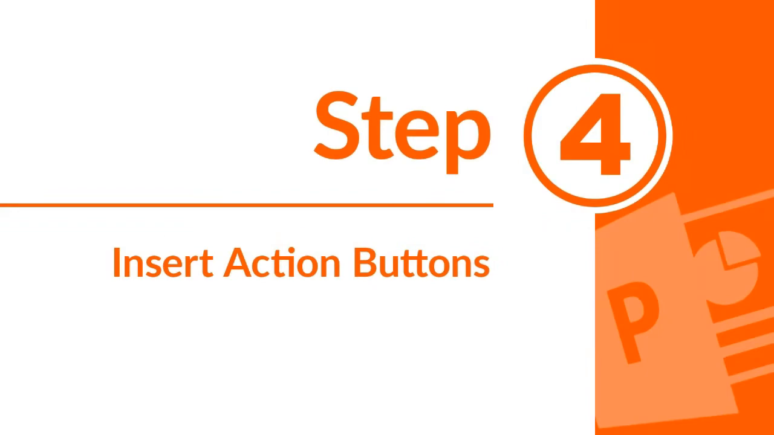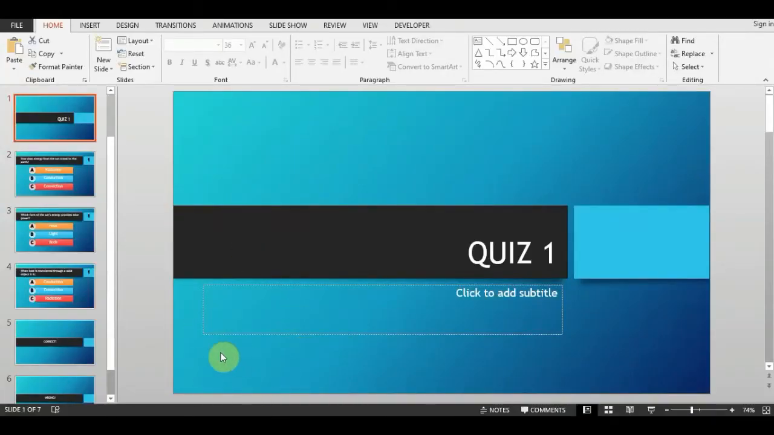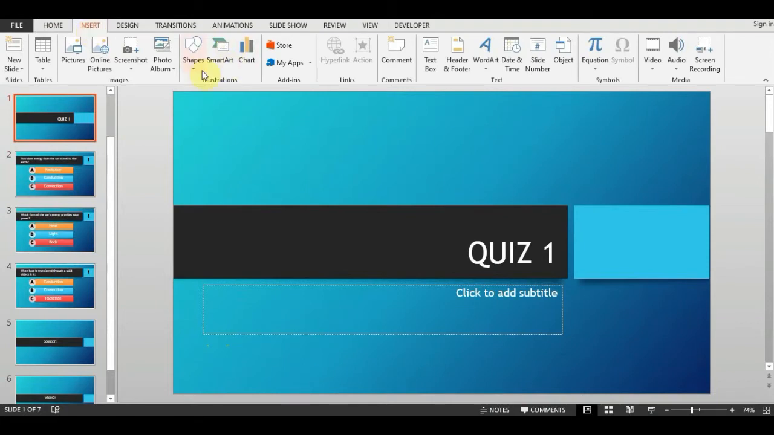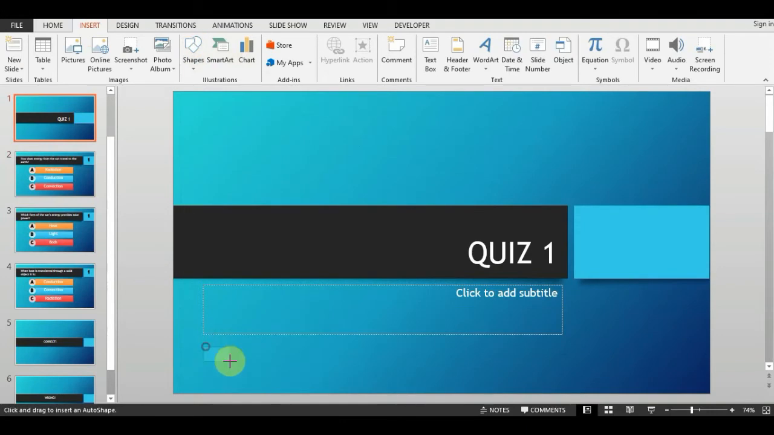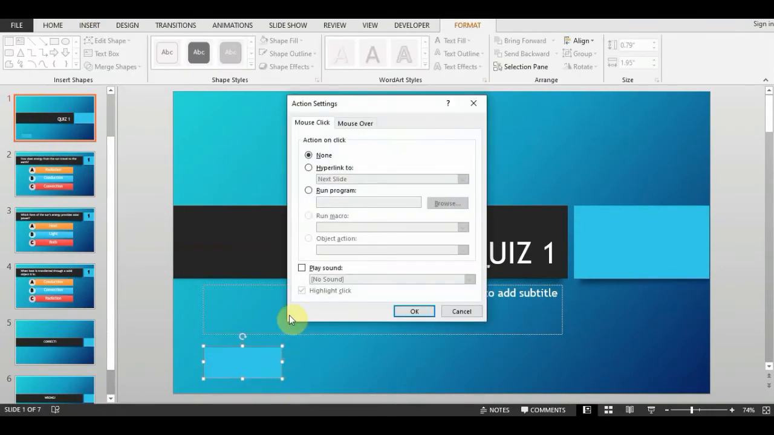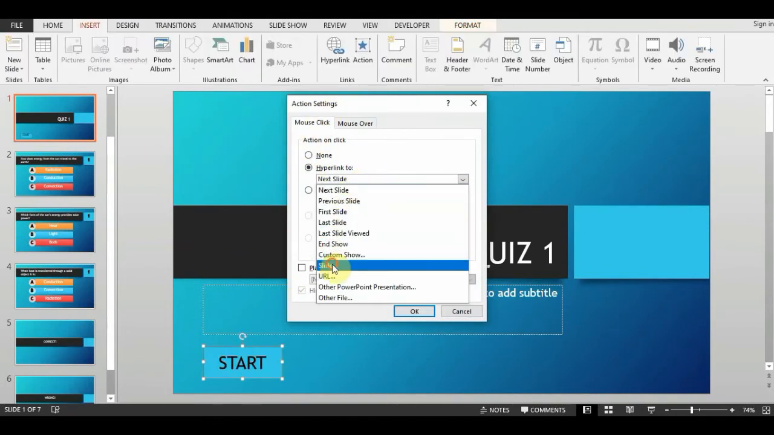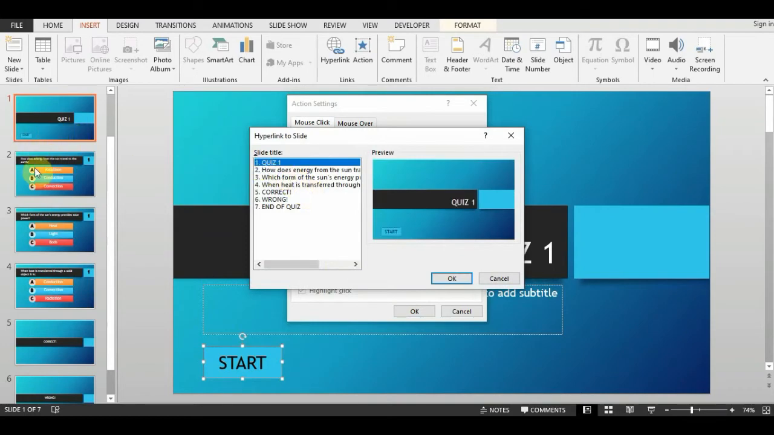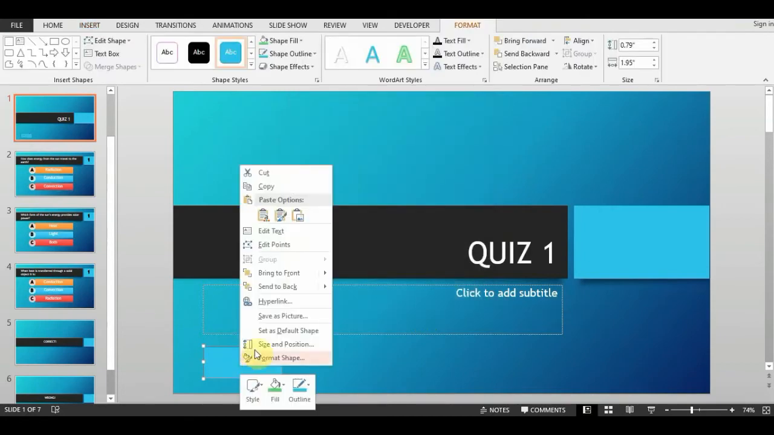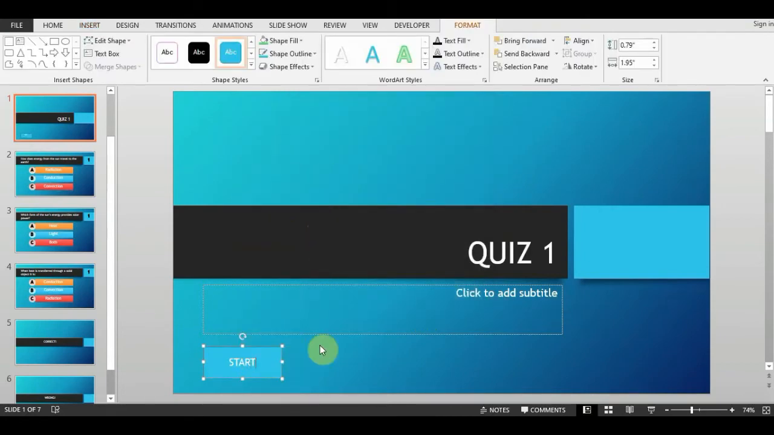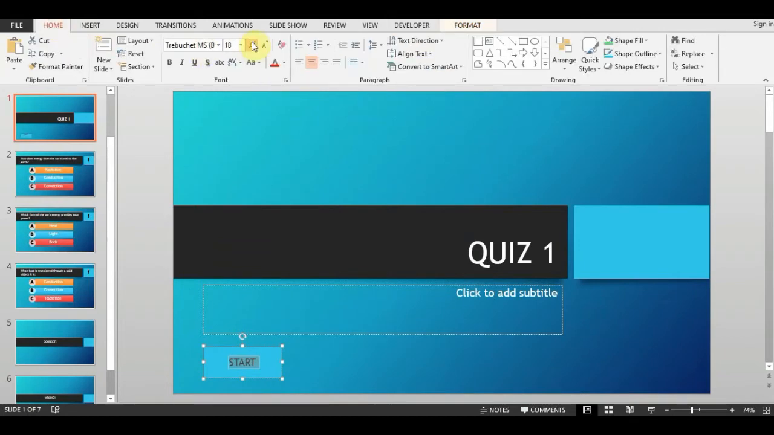Insert action buttons. Go to Insert, click Shapes, and head to Action Buttons. Choose Action Button Custom. Insert it in your slide. Under mouse click, click Hyperlink. Select Slide, and click Slide 2, where our first question is located, and click OK. You may then label the button as Start.